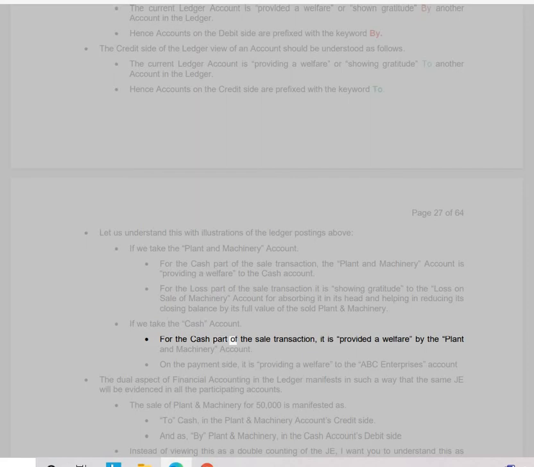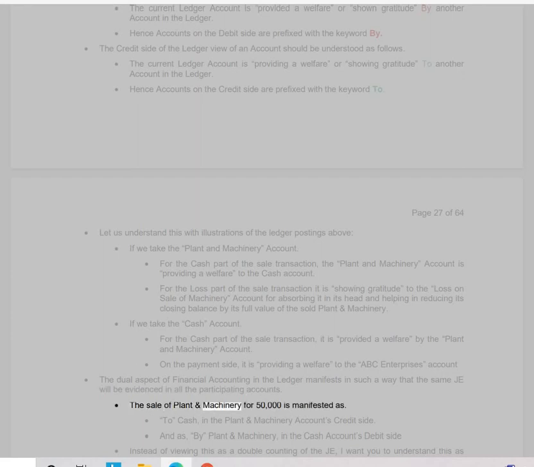If we take the cash account: for the cash part of the sale transaction, it is provided a welfare by the plant and machinery account. On the payment side, it is providing a welfare to the ABC Enterprises account. The dual aspect of financial accounting in the ledger manifests in such a way that the same JE will be evidenced in all the participating accounts.